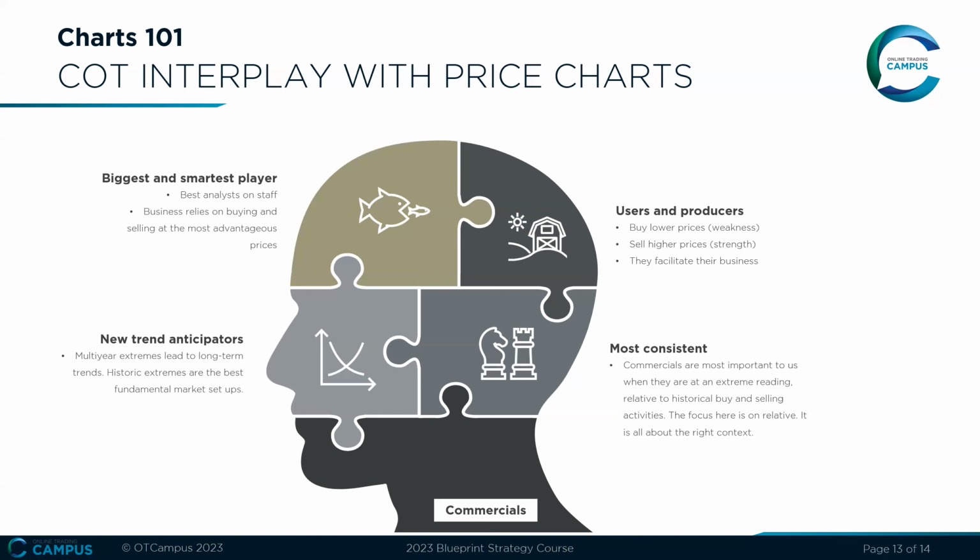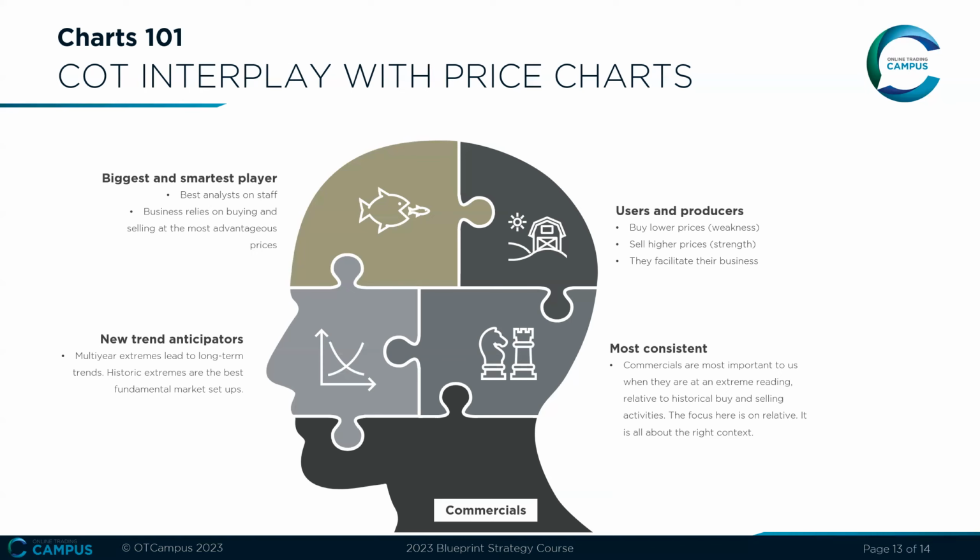Okay. And so this is the key characteristic of the commercials. They usually buy into weakness, and they sell into strength, because they are not speculators, right? They are in this business to facilitate their business activities. This is how they make money, right? As a group, they trade millions of dollars of real product, and they facilitate the exchange through the futures market. And that is why they're the most important group for us to follow.